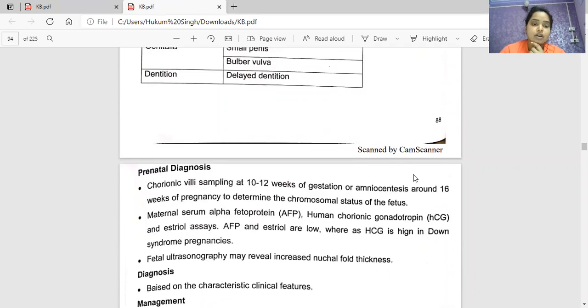Prenatal diagnosis is by chorionic villus sampling at 10 to 12 weeks of gestation or amniocentesis around 16 weeks of pregnancy to determine the chromosomal status of the fetus. Maternal serum alpha-fetoprotein, human chorionic gonadotropin and estriol assay have to be done. Alpha-fetoprotein and estriol are low, whereas HCG is high in Down syndrome pregnancy. Fetal ultrasonography may reveal increased nuchal fold thickness. The diagnosis is based on characteristic clinical features.